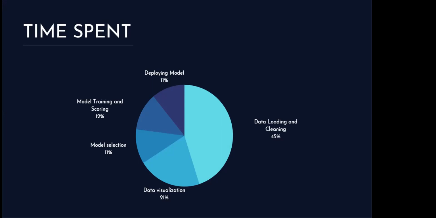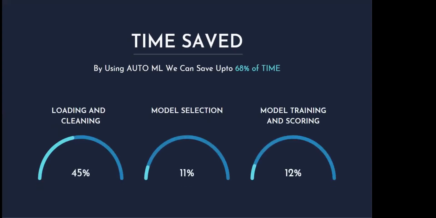What if we automate the most time-consuming steps? We save a lot of time, right? By using AutoML, we can save up to 68% of time.